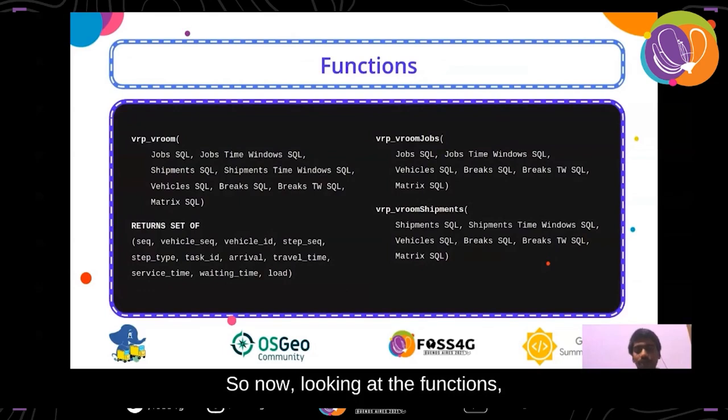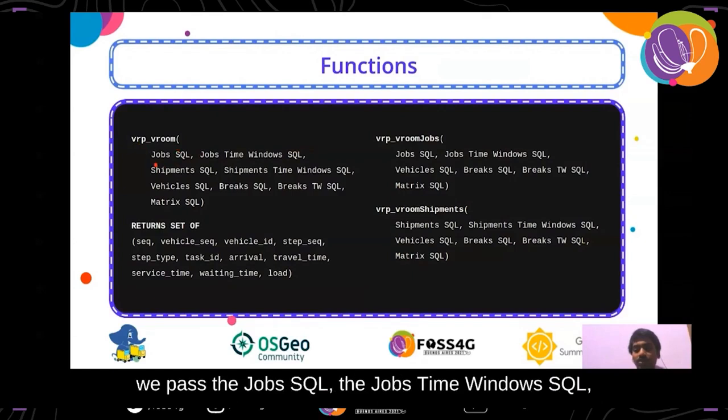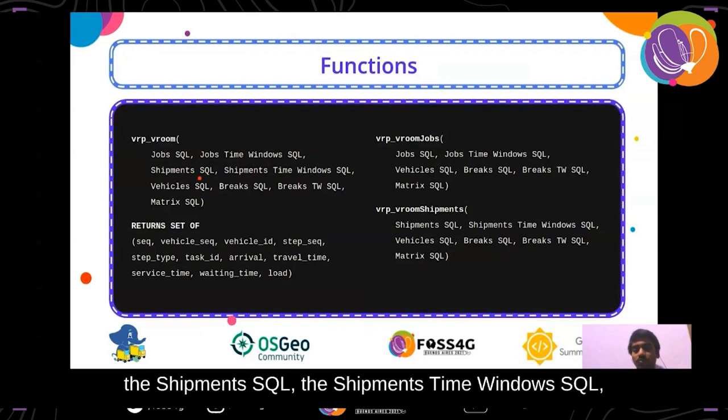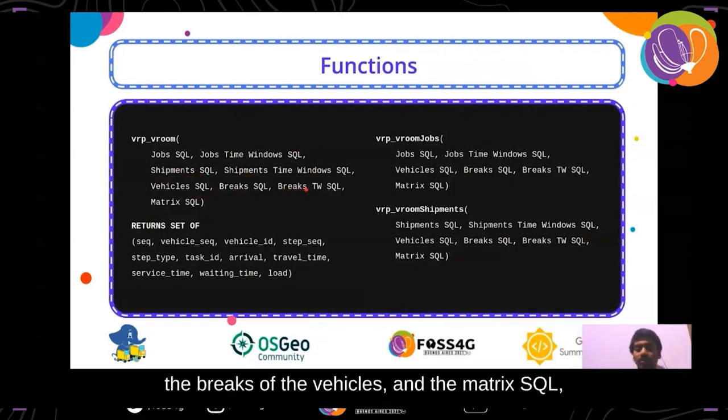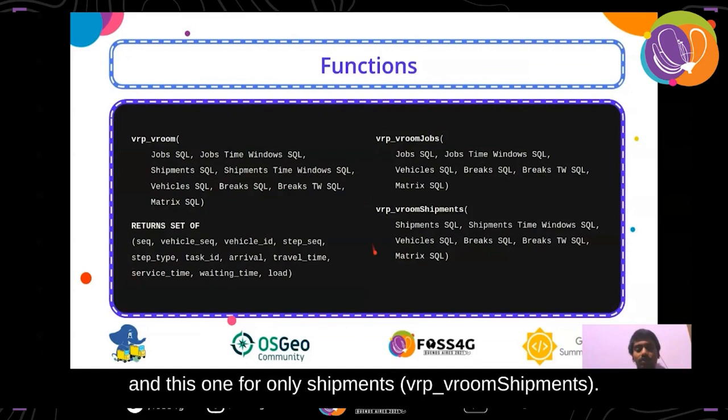So now looking at the functions, these are the three functions that I created. All the arguments are in the form of text. Say this is the function vrp_vroom. We can pass the jobs SQL, the jobs time windows SQL, and then shipments SQL, shipments time windows SQL, the vehicles SQL, the breaks of the vehicles, and the matrix SQL. And it will return this sequence of rows that is the solution to the problem. Similarly, we have this function for only the jobs and this one for only shipments.